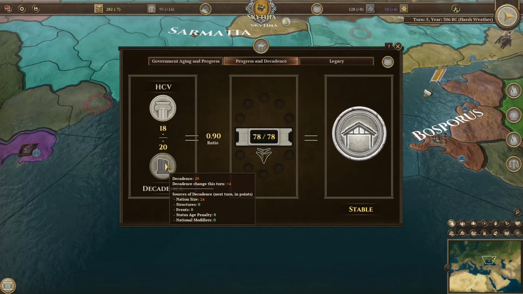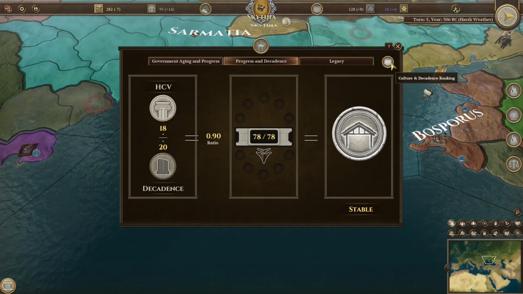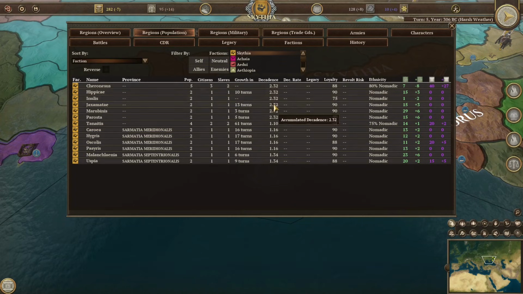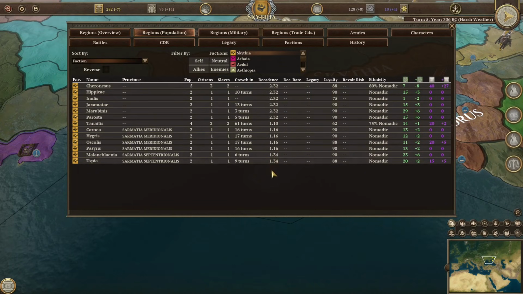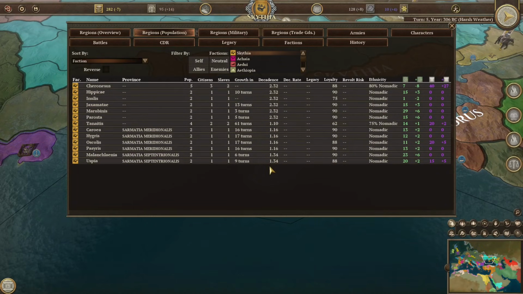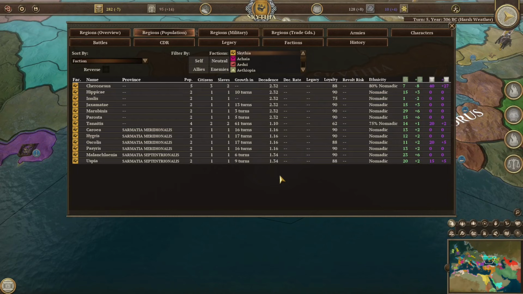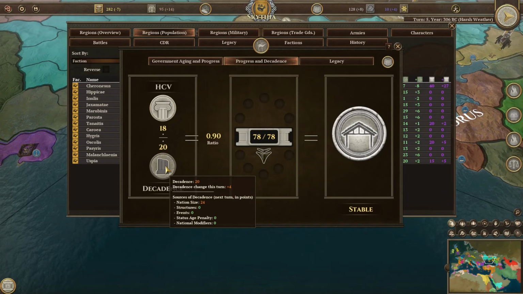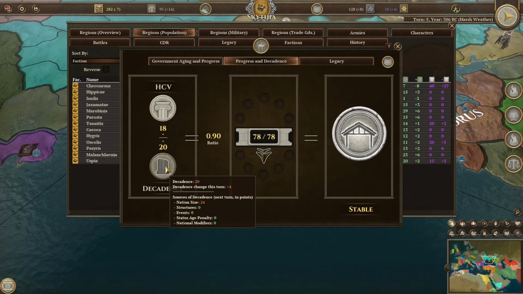It means that each region has some accumulated decadence. If we go to culture and decadence, region and population, you can see that each region has some accumulated decadence. If we sum all of those numbers from each region, there will be something around 20. Of course, there are some roundings, and also each round you are losing 10% of the decadence. But in general, the sum of accumulated decadence will reflect the nation size decadence this round, and you can check that next round is 24 because it's always growing, because each region increases the decadence each round.